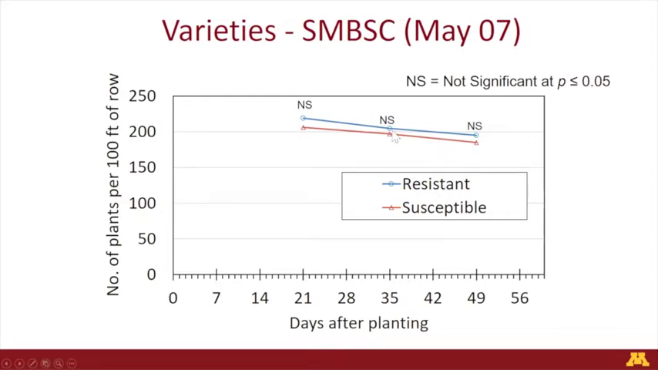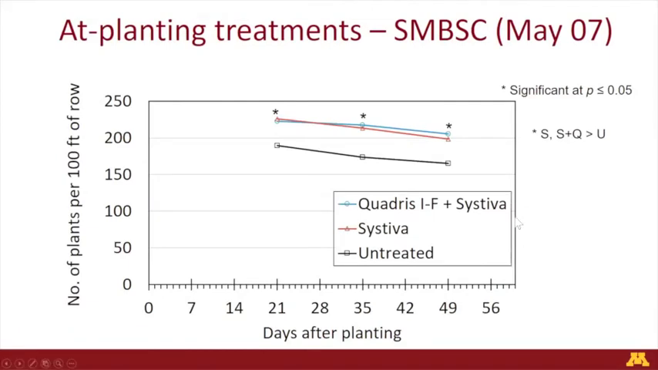Now numerically, the 3.7 variety did a little bit better, but statistically, there is no difference between 3.7 and 4.4. And the key again, the Rhizoctonia resistance really does not kick in until the beets reach at least 6 leaf stage. And at planting treatments, Systiva and Systiva with Quadris, they looked very good. But once you move to 5 to 7 weeks after planting, you can see Systiva and Quadris, numerically, it was tracking a little bit higher. But statistically, these two are very similar at the Southern Minnesota location. And untreated control, we can see there's a good disease pressure. We keep losing stands at this particular location.